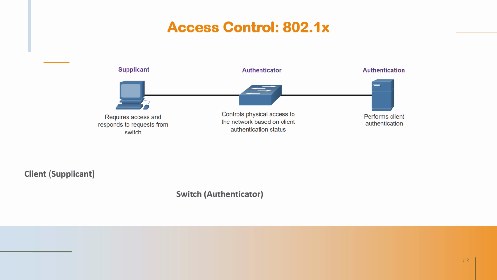It requests identifying information from the client, verifies that information with the authentication server, and relays a response to the client. Another device that could act as an authenticator is a wireless access point. And then the last one is the authentication server. This server validates the identity of the client and notifies the switch or wireless access point if that client is or is not authorized to access the LAN and switch services.